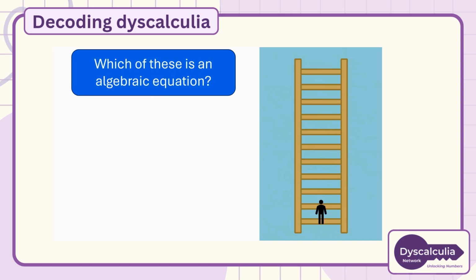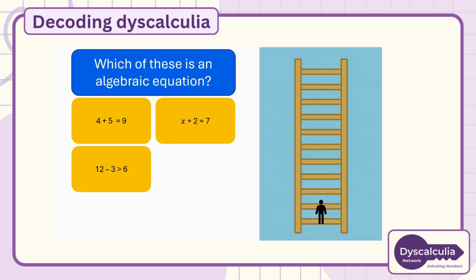Which of these is an algebraic equation? Is it 4 plus 5 equals 9? 12 minus 3 is greater than 6, x plus 2 equals 7, or y is less than 10? Pause the video while you think about it. The correct answer is x plus 2 equals 7 because it has a variable and an equal sign. If you got that right, you can advance up one rung on the ladder.